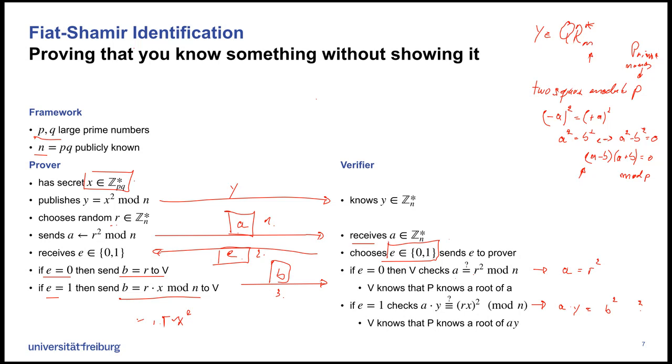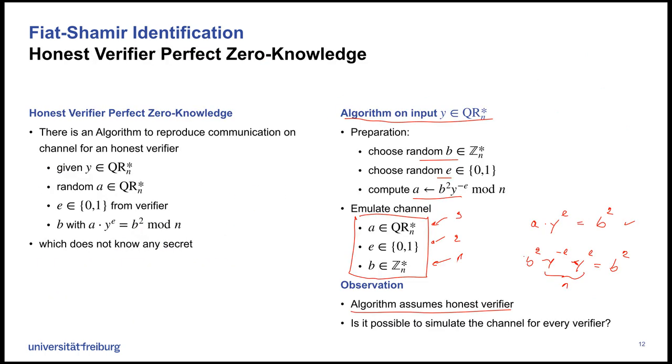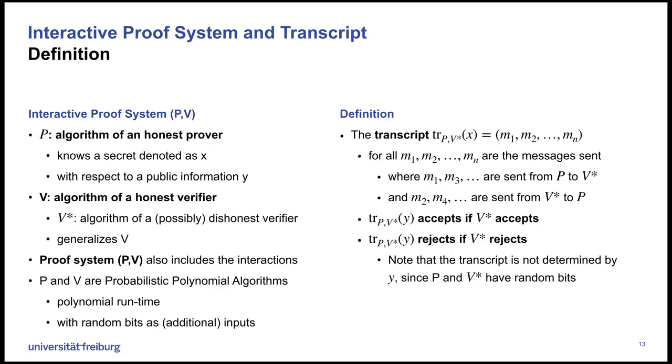Yes. So the next thing we want to do is look at how we simulate this communication channel for a dishonest verifier, which is quite tricky. And before we do this, let's start with some general definitions. Formally, an interactive proof system consists of two parts.